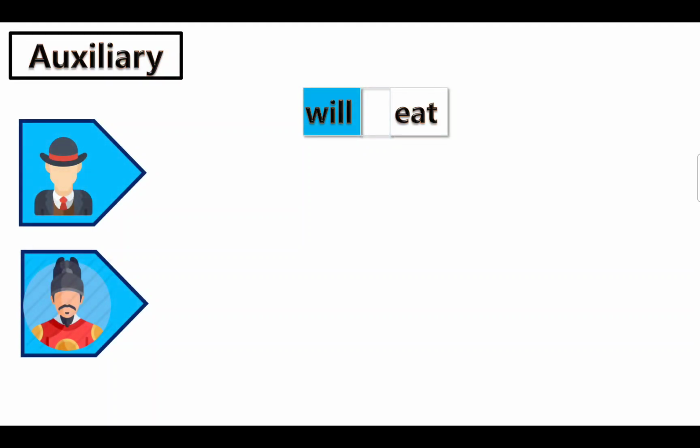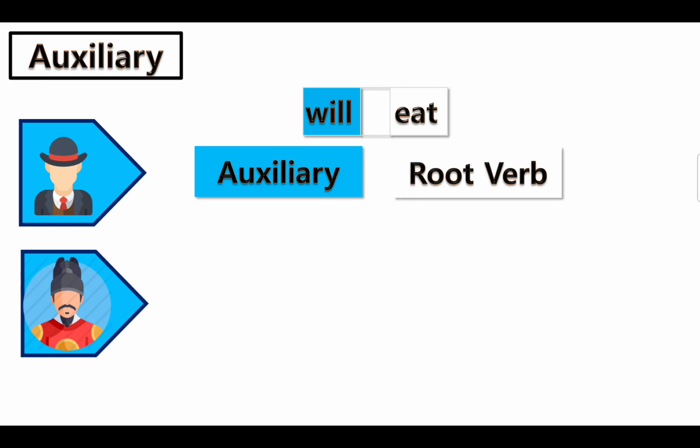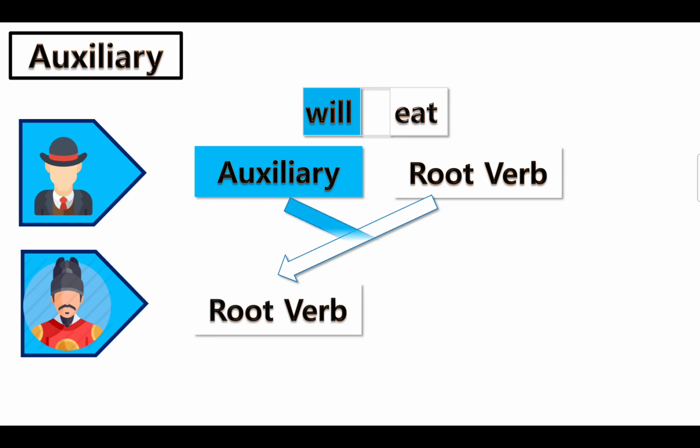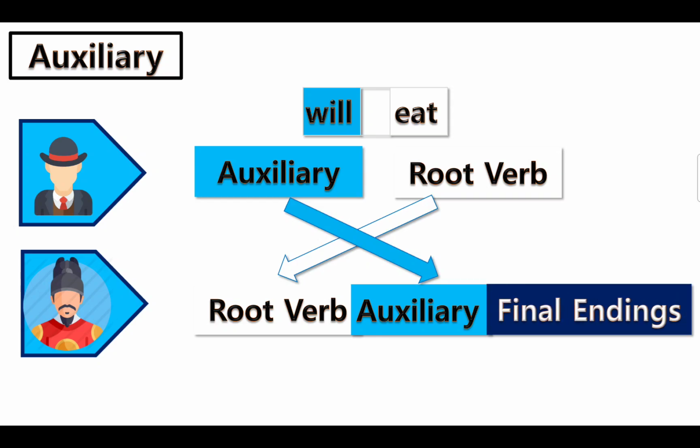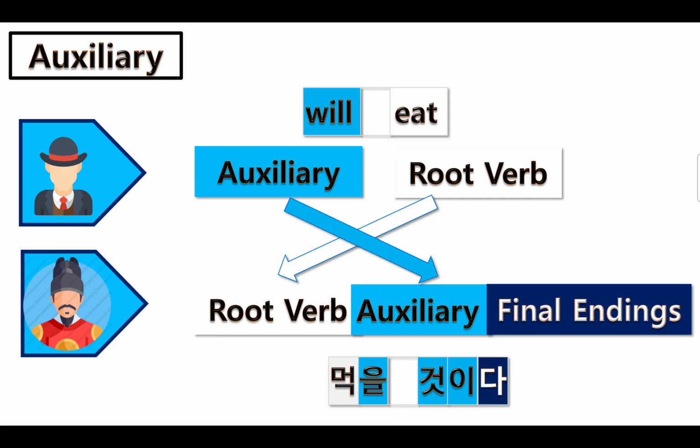And auxiliary, so in English, will is auxiliary and it is root verb. And in Korean language, the word order, word sequence is different, opposite. So in Korean language, root verb first, and behind the root verb, auxiliary. And then what do we need? Behind the auxiliary, we need final endings. So for example, root verb will eat, 먹다, 먹. And auxiliary will, 을 것이. Okay, and final ending, 다. So 먹을 것이다. 먹을 것이다. I will eat.